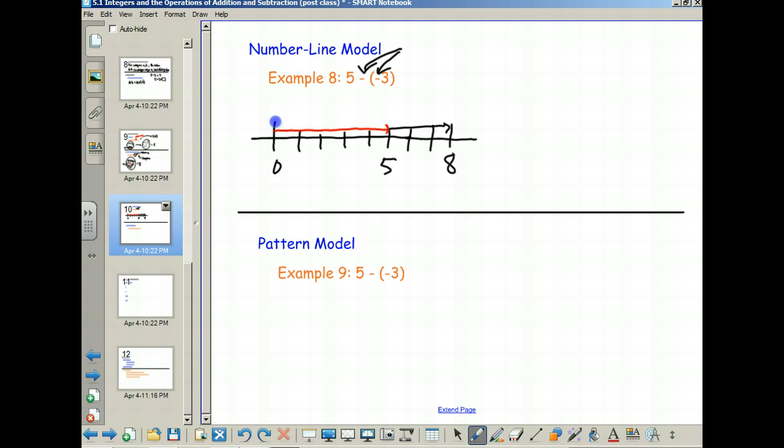Let me do the pattern model. You know what? We're going to finish. Just give me 1 extra minute. Pattern model.